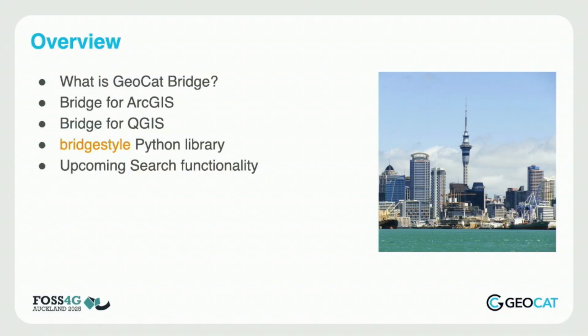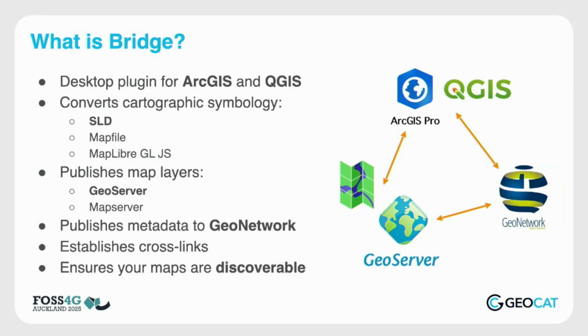So overview, what's GeoCat Bridge? To start off with, a bit about GeoCat Bridge for ArcGIS Pro, and also Bridge for QGIS. Then a bit about the Python library bridge style that is underpinning QGIS, and upcoming search functionality, and a bit of information about that. Bear with me, he couldn't make it to the conference, so I'll deliver on his behalf, but I may sometimes miss something.